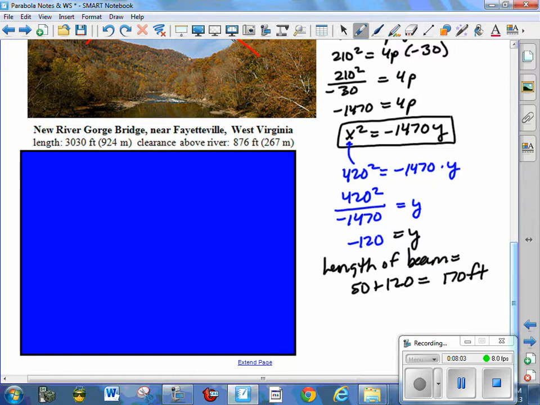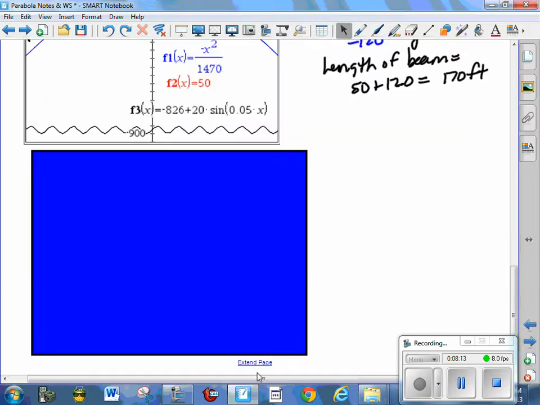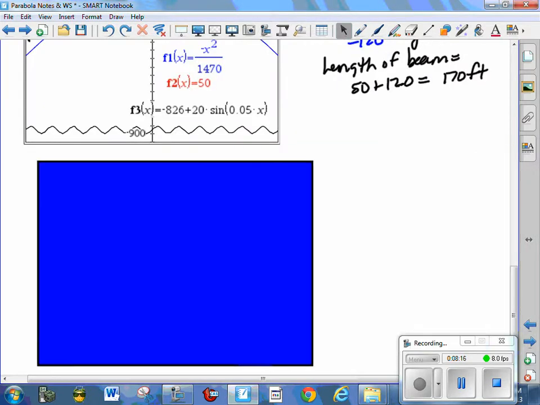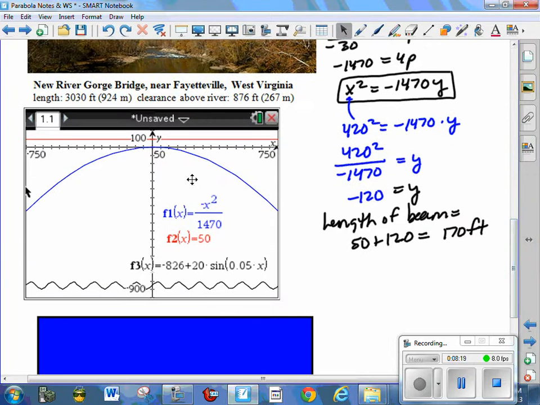So that's really important. Now, just to show you a cool little thing, I graphed this equation on my calculator using appropriate window settings. And so I have my equation. Let me go back up here. My equation here, negative x squared over 1470, which is the same as x squared over negative 1470. I solved it for y, plugged it into the calculator. Then I have another equation that just says f2 of x is 50. That's the road up here. So I just drew the bridge on my calculator, and then I expanded my window settings so that you could see this nicely.